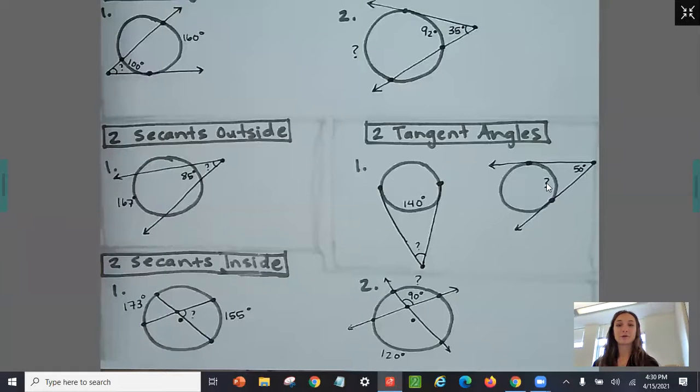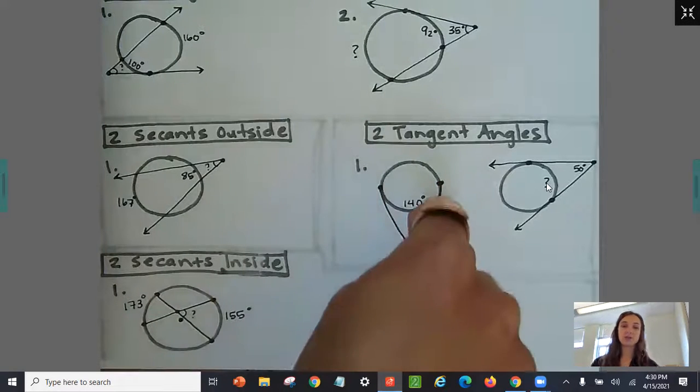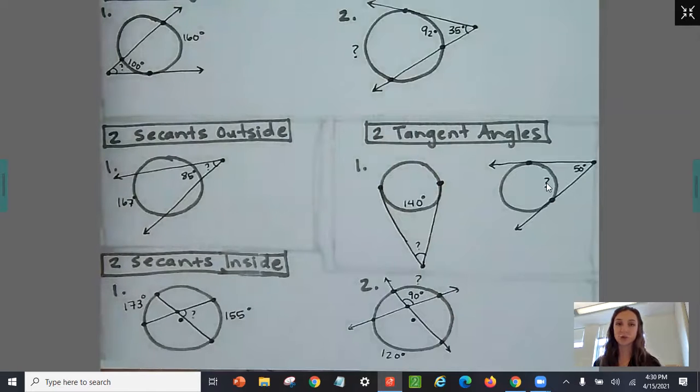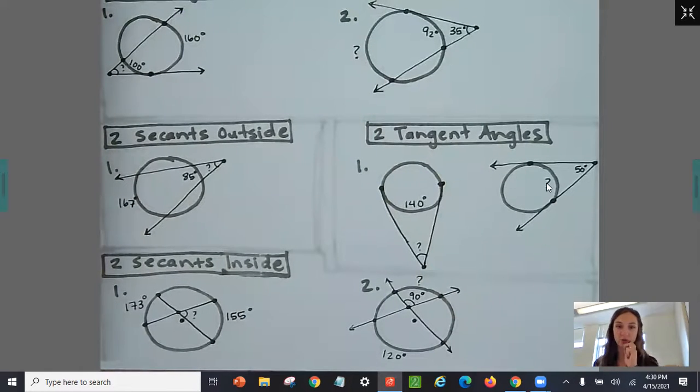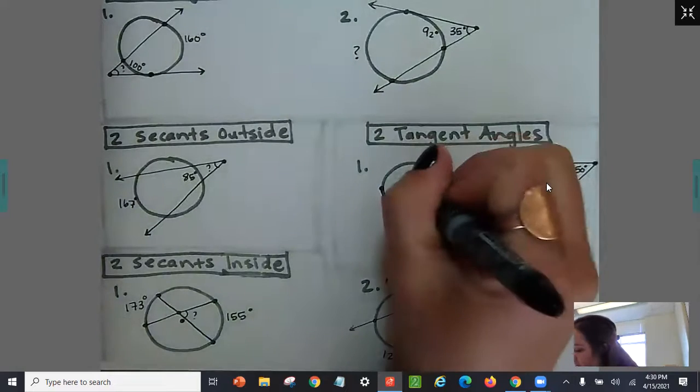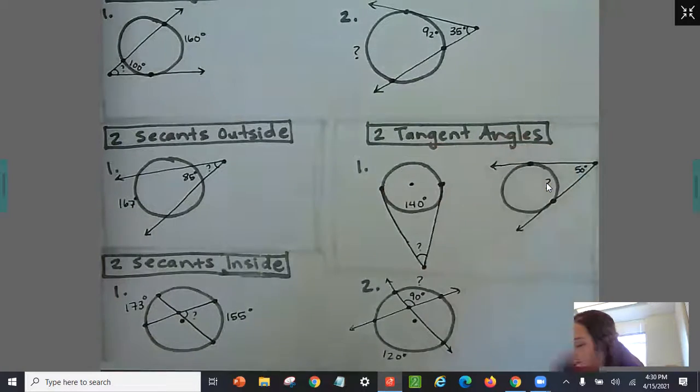Hello everyone, in this video we're going to be talking about the scenario where you have two tangent angles, and we're also going to work with two secants inside of the circle. Okay, so let's start with our two tangent angles, and what we can do is we can create our center here. I know that's a little bit off.